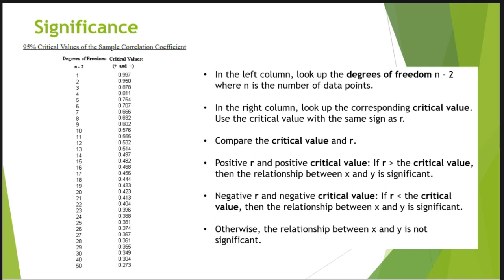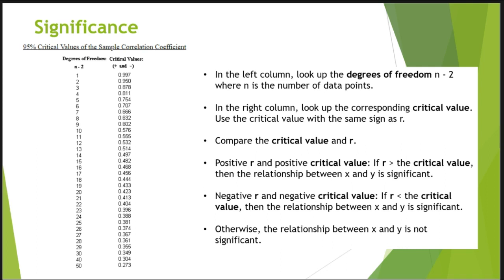In order to use the table, you have to look in the left column, look up the degrees of freedom, n-2, where n is the number of data points. In the right column, look up the corresponding critical value. Use the critical value with the same sign as R. Compare the critical value to R. Positive R and positive critical value.